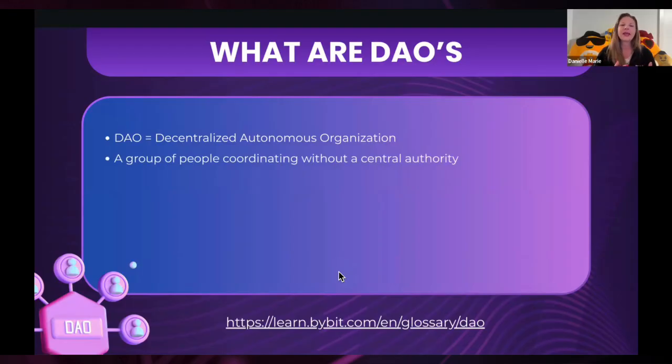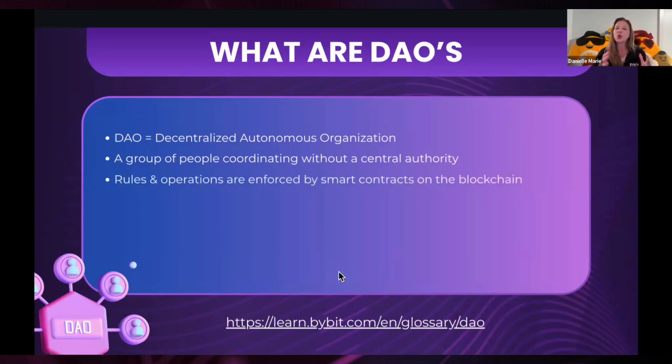So essentially, it's a group of people coordinating without a central authority. It starts off as a small group of people, and we'll unpack this as we go through today's lesson. But the idea is to then make it so that it's not one person that is in control. All right, so the rules and the operations are enforced by smart contracts that are executed using blockchain technology. But obviously, these rules and operations need to be coded up in the beginning, and these rules need to be determined. So who determines these rules? We will unpack that as we go through.